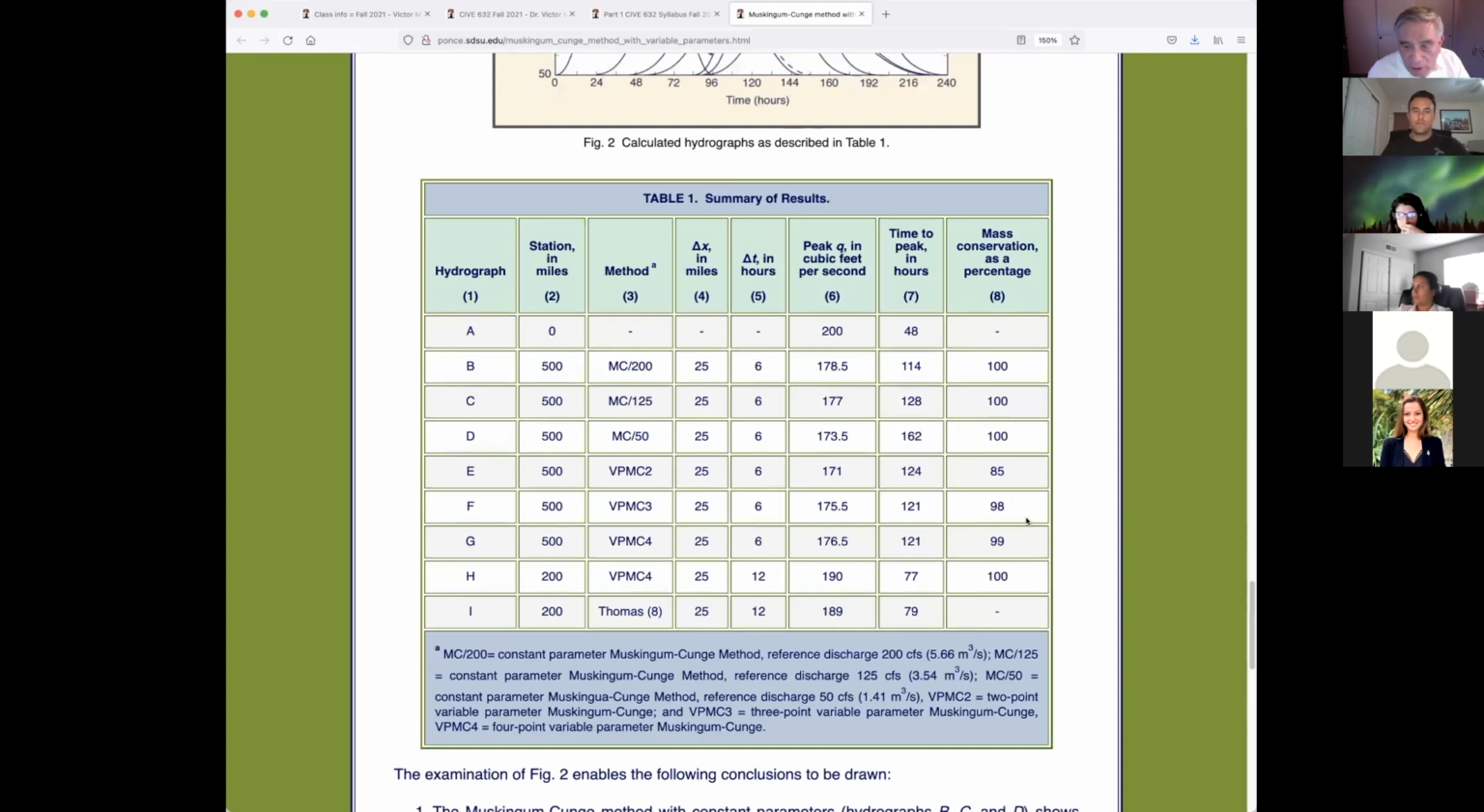Unfortunately, though, because of all the calculations that we're doing, the variable parameter failed to conserve mass. Notice how the linear methods all conserve mass. This is really amazing in numerical hydraulics, that you can do thousands of calculations and they will conserve the mass of the hydrograph, which is a sinusoid.